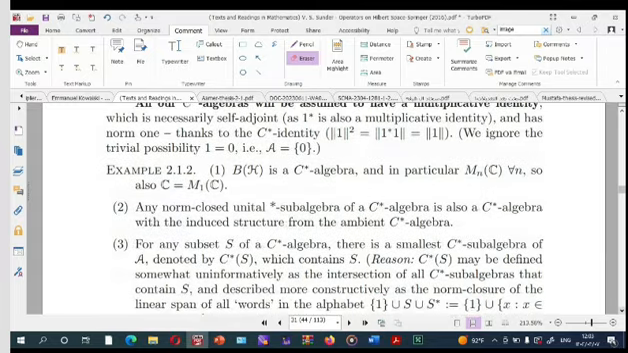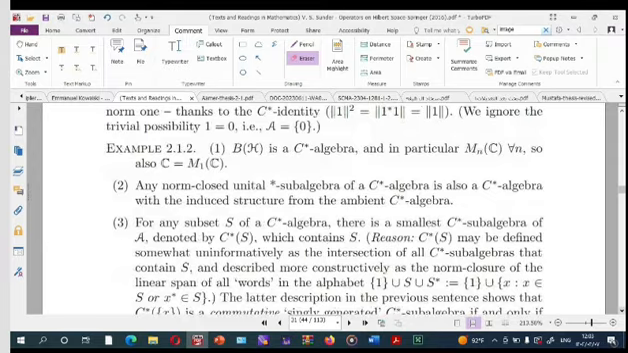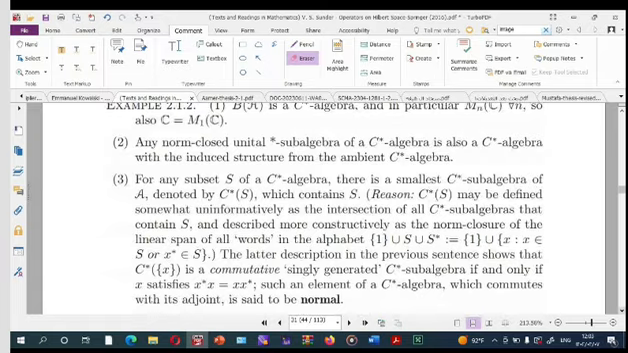Remember that for any subset S of a C-star algebra A, there is the smallest C-star subalgebra of A, denoted by C-star of S, which contains S. C-star of S may be defined somewhat like the ordinary spaces generated by a set: the intersection of all C-star subalgebras that contain S.